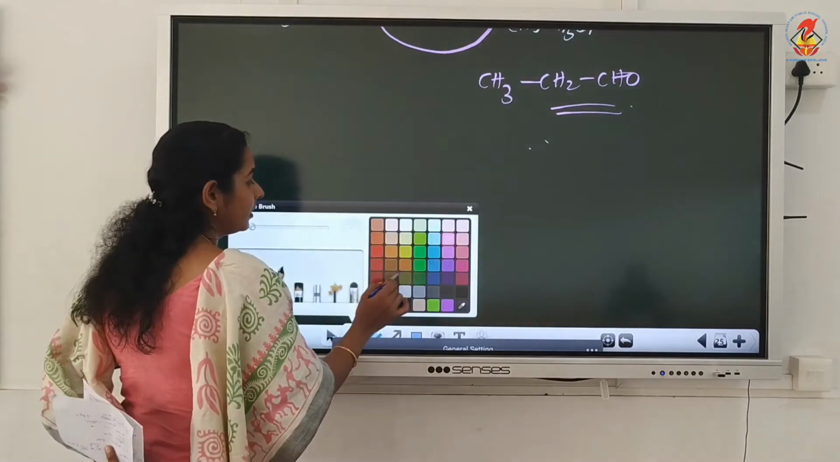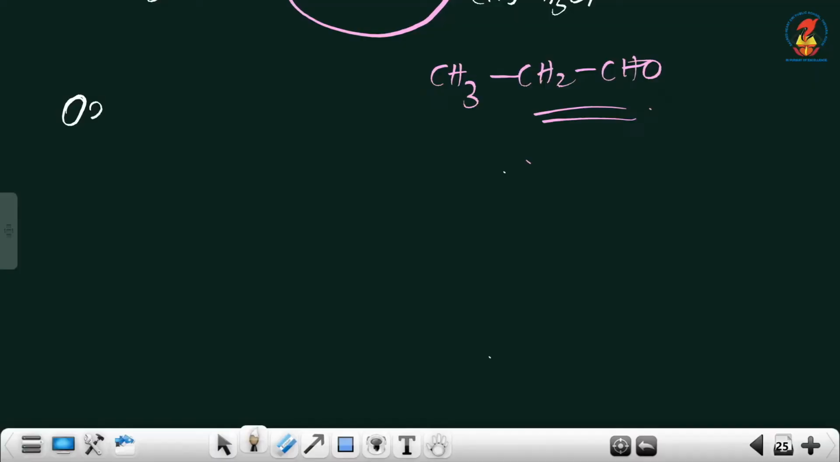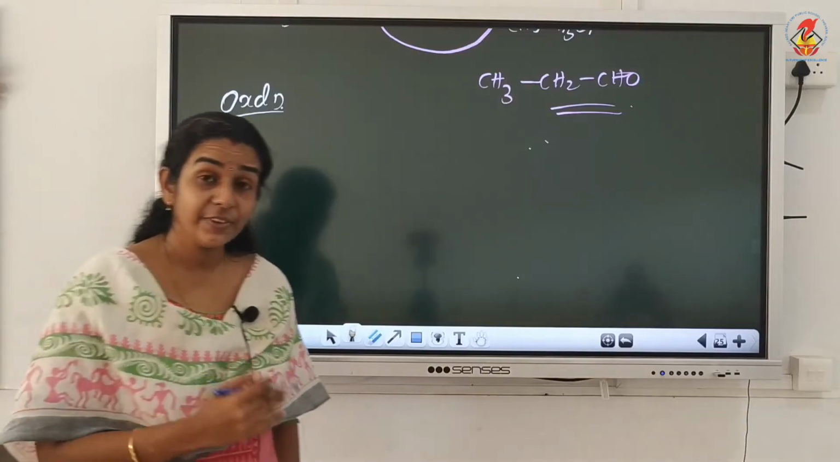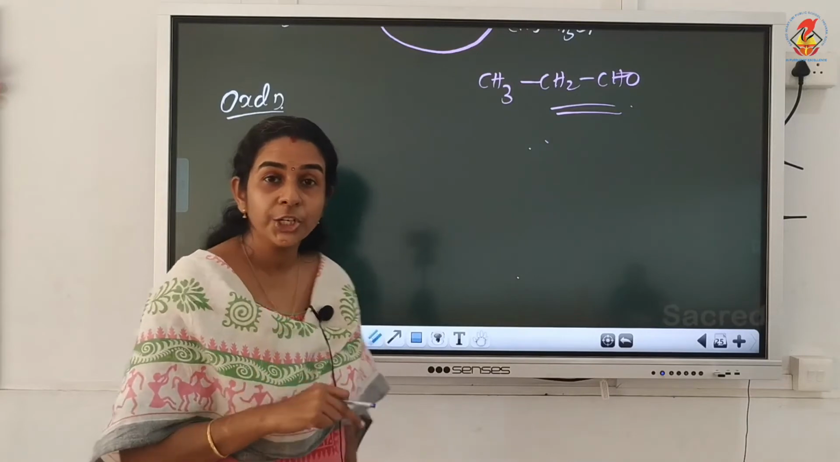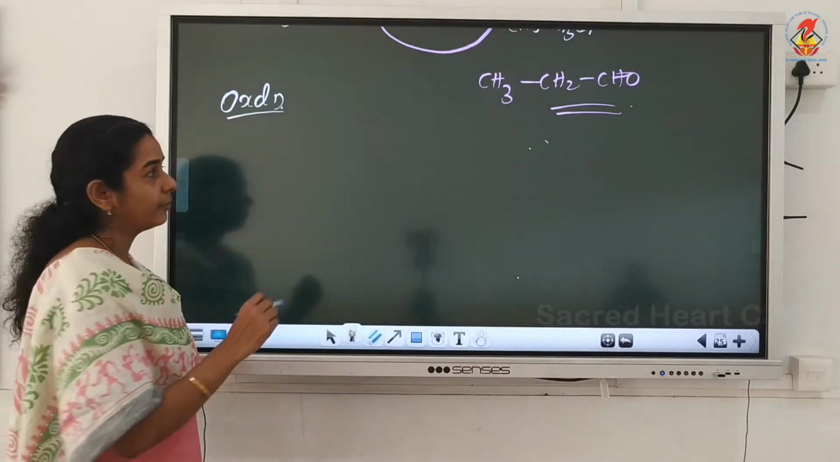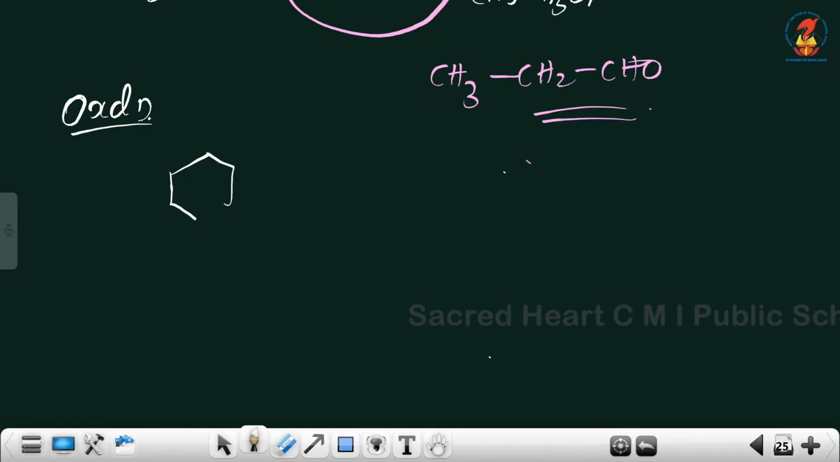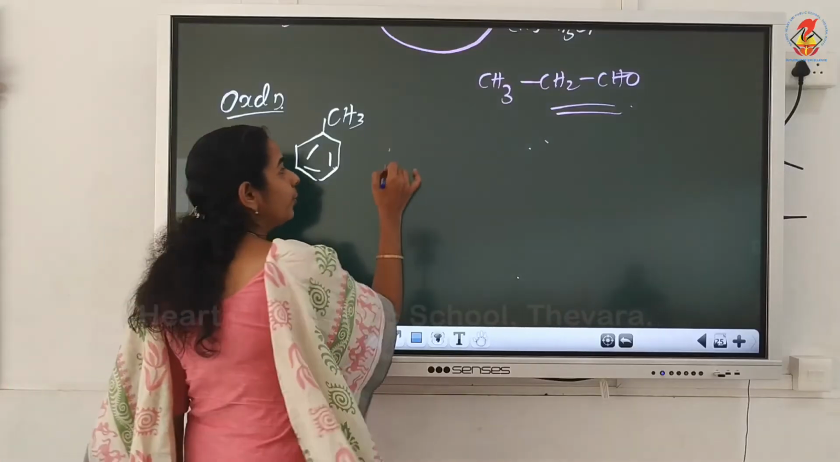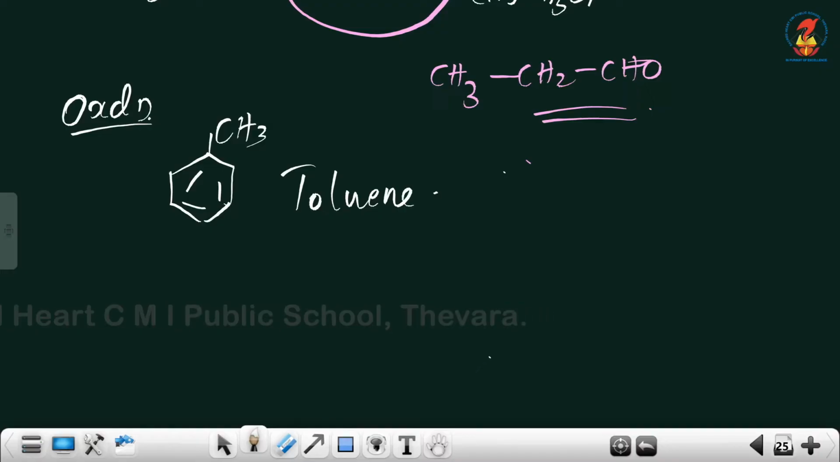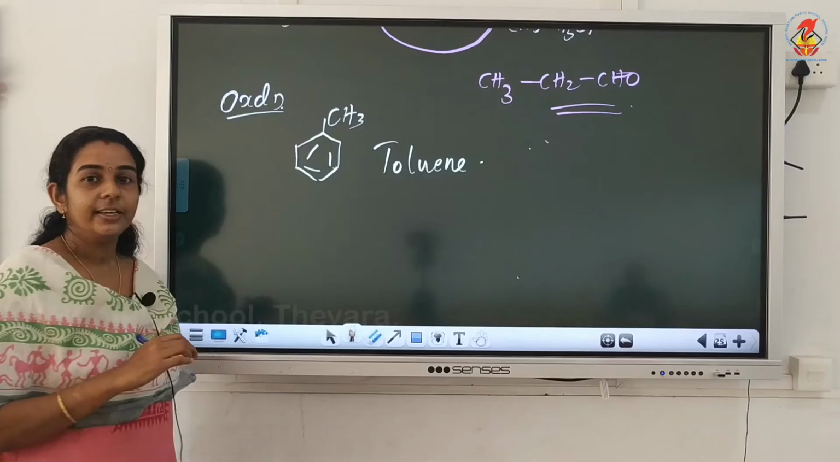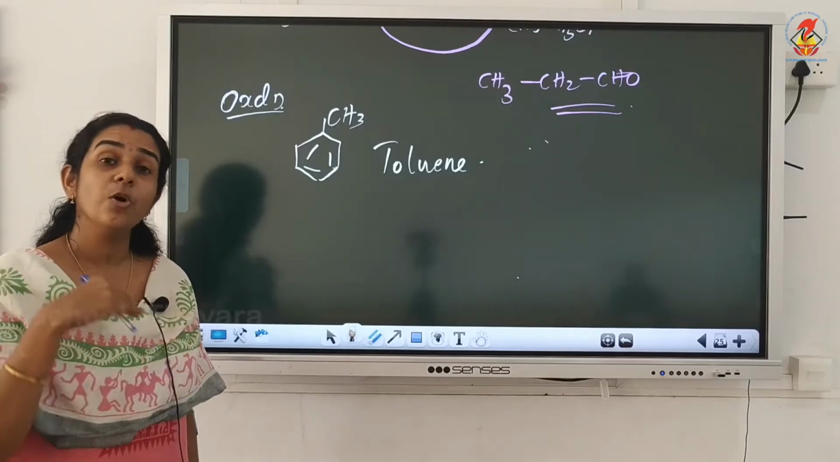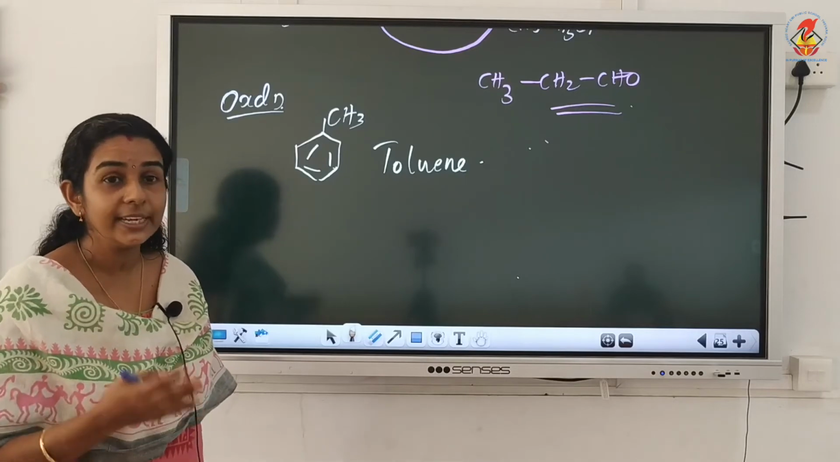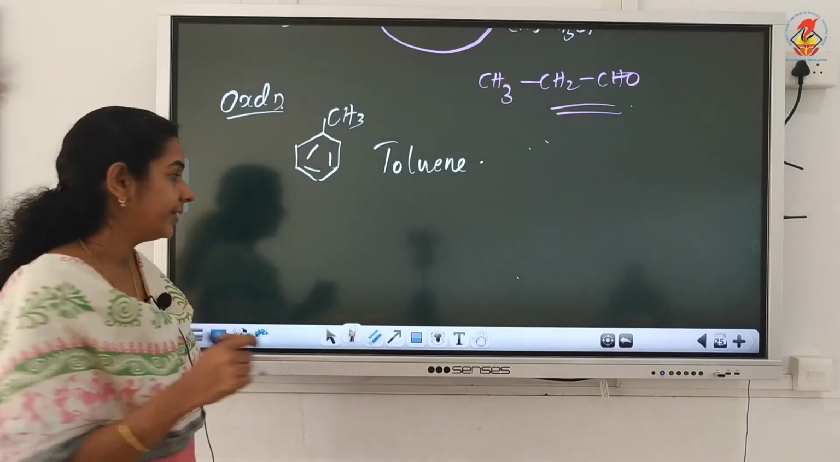Next we can study the oxidation method for the preparation of aldehydes. In this oxidation method, first we are going to study the oxidation of methyl benzene. What is methyl benzene? A benzene ring containing a methyl group, commonly known as toluene. So first we study how, by oxidizing toluene or methyl benzene, we can prepare aldehydes.